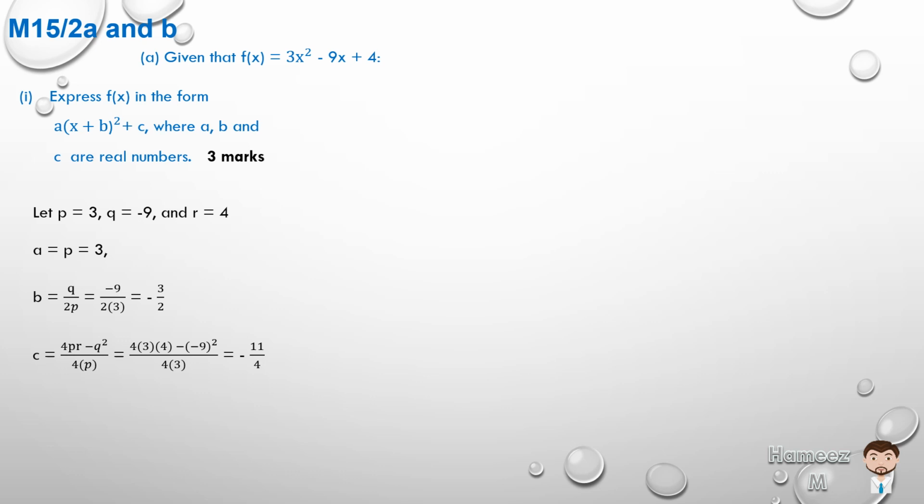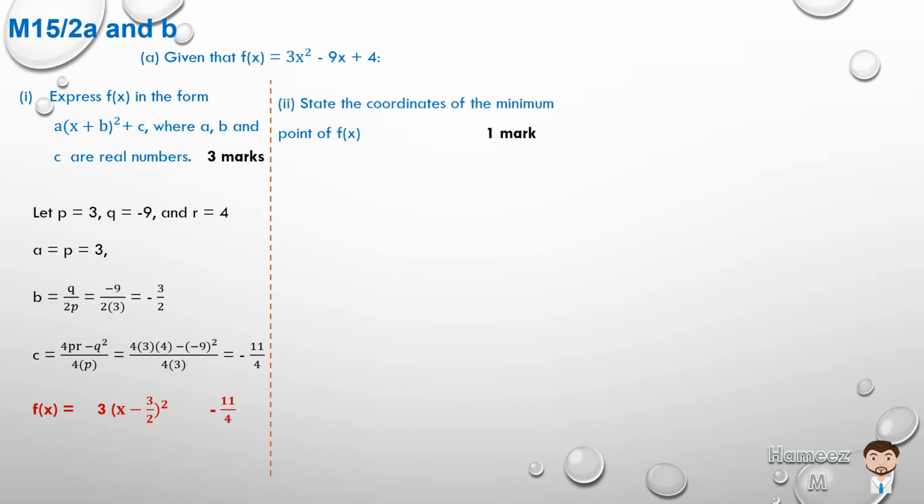So the formula f of x is equal to 3, which was a, open brackets, x plus b, which is x minus 3 on 2, all squared, plus c, which is minus 11 on 4. Part 2. State the coordinates for the minimum point of f of x.